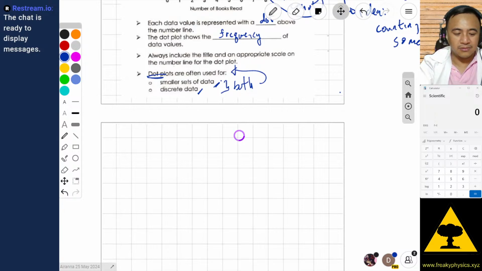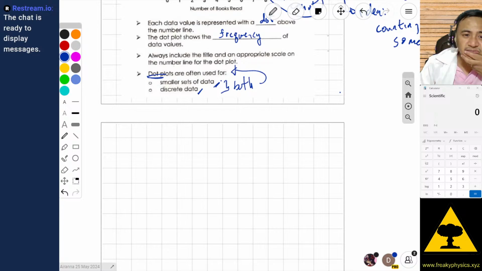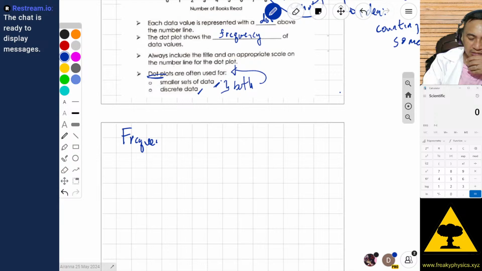Frequency. Is that the best way to say it? I think at this level, the way you said it is already okay. So I'll just say it here. Frequency: this is the number of times a data point appears.